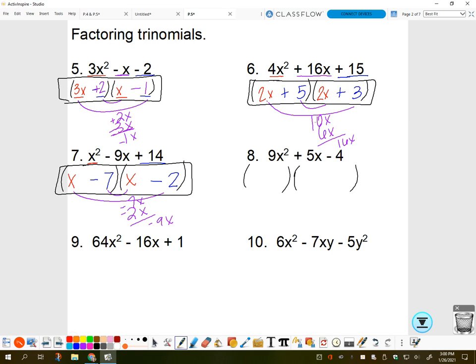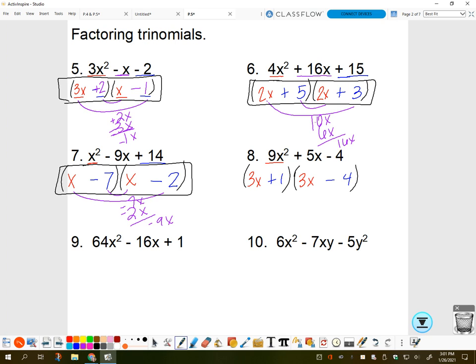All right, so we need to pick numbers that multiply to get 9x squared. So do we want 9 times 1 or 3 times 3? I'm going to go with 3 times 3. We'll see if it works. And then we need numbers that multiply to get a negative 4. So positive 1, negative 4. All right, so then let's see if we worked out.